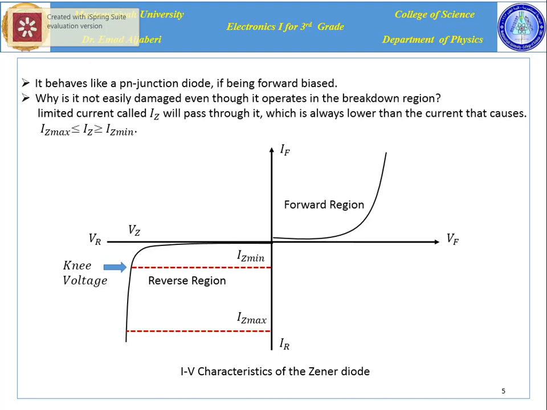Okay, right now we can say a reverse current passes through the Zener diode, but there is an essential question. Why this current doesn't damage the Zener diode? The answer is because the current is limited between two values. Maximum value, which is denoted by IZ maximum, and minimum value, which is denoted by IZ minimum. When the current is out of this range, of course the Zener diode will be damaged.